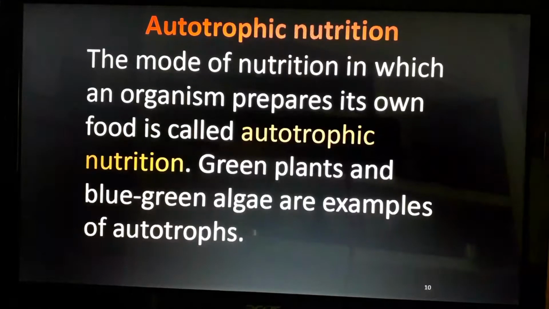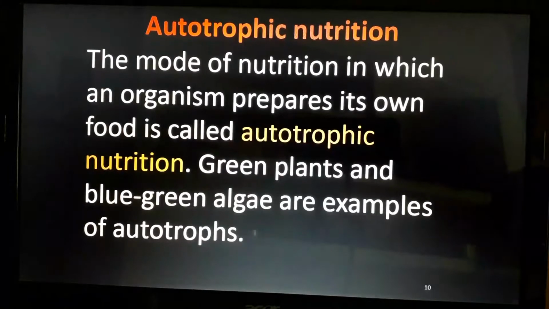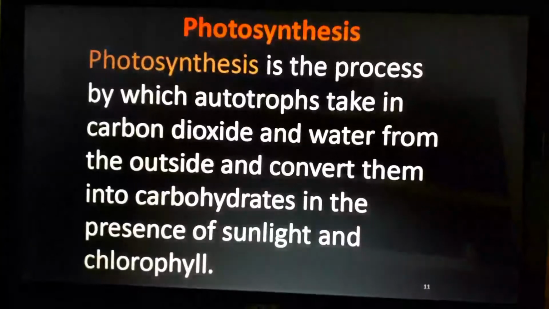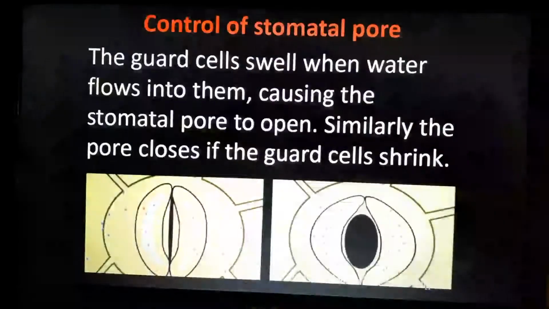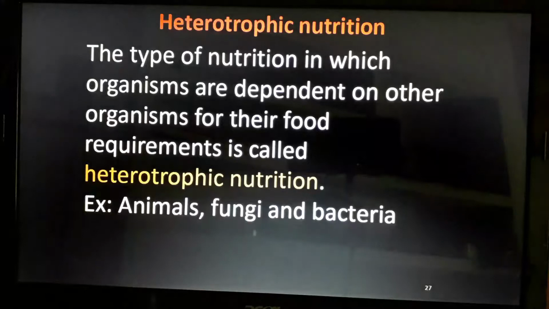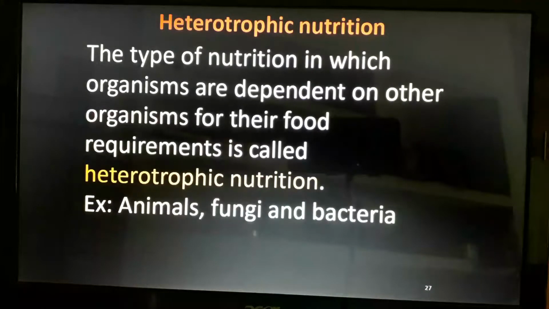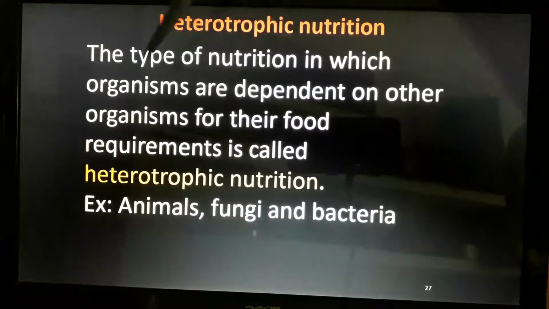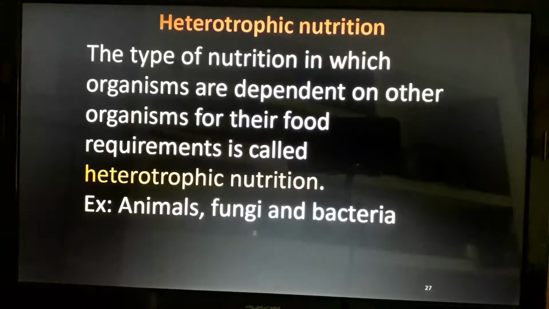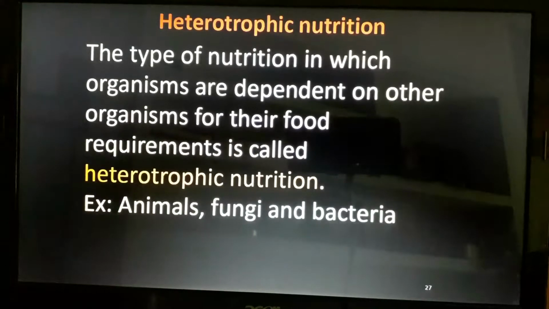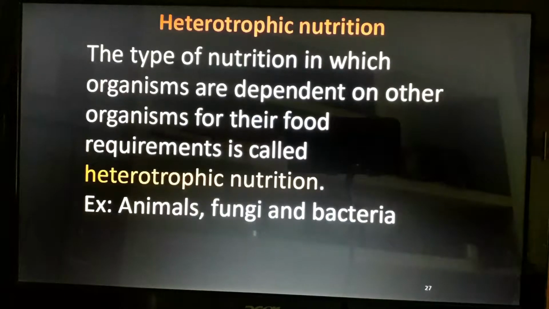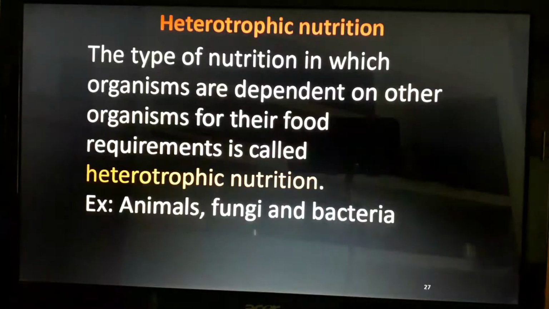Are human beings autotrophs? What nutrition are we getting? Is it autotrophic nutrition? No. So let us see. This is the type of nutrition we are getting: heterotrophic nutrition, meaning we are depending on other organisms or plants. The type of nutrition in which organisms are dependent on other organisms for their food requirement is called heterotrophic nutrition. Very good examples are human beings, animals, dog, cow, fungus, bacteria, even amoeba and paramecium, all organisms which depend upon others for their food. They are called heterotrophic nutrition.